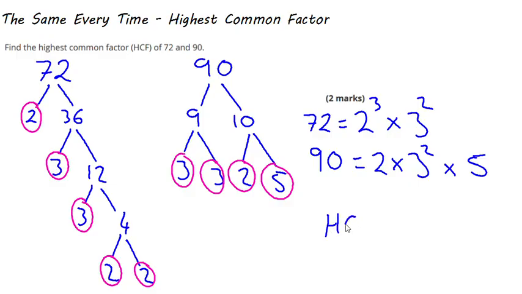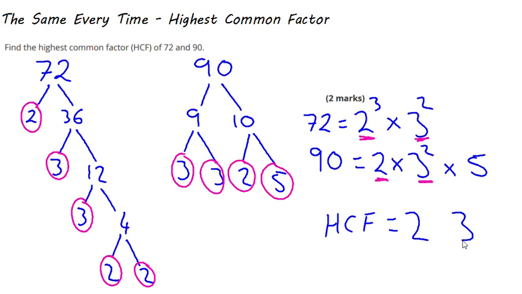Now we can read off, or we can work out, the highest common factor from my prime factorizations here. All I have to do is look for the numbers that occur in both of them. So 2 here and 2 here. Never mind the powers for now. There's a 2 in both of my factorizations. 3 here, 3 here. So there's a 3 in both of my factorizations. The 5 only happens in the 90, so I don't include the 5 for my highest common factor.